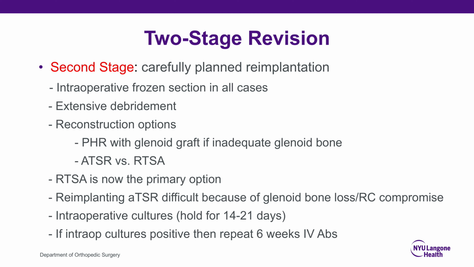In the past, I may have considered revision to an anatomic shoulder replacement in some cases, but right now, revision to reverse shoulder replacement when there is adequate glenoid bone stock is the treatment of choice. I think that reimplanting an anatomic total shoulder replacement is very difficult because not only of the glenoid bone loss and the ability to achieve optimal fixation, but also rotator cuff compromise.